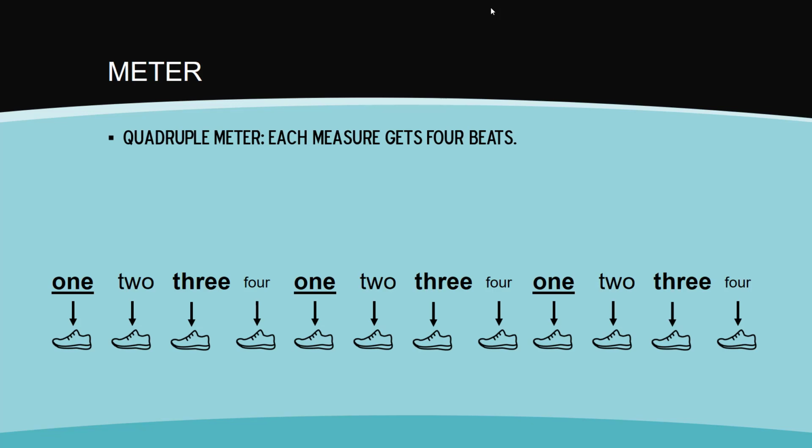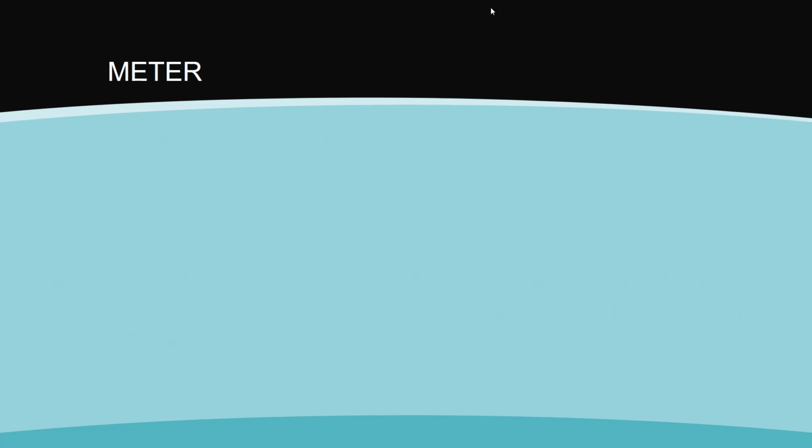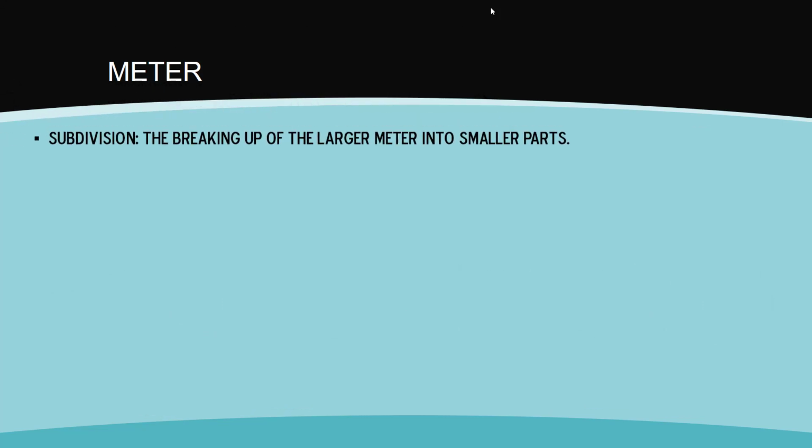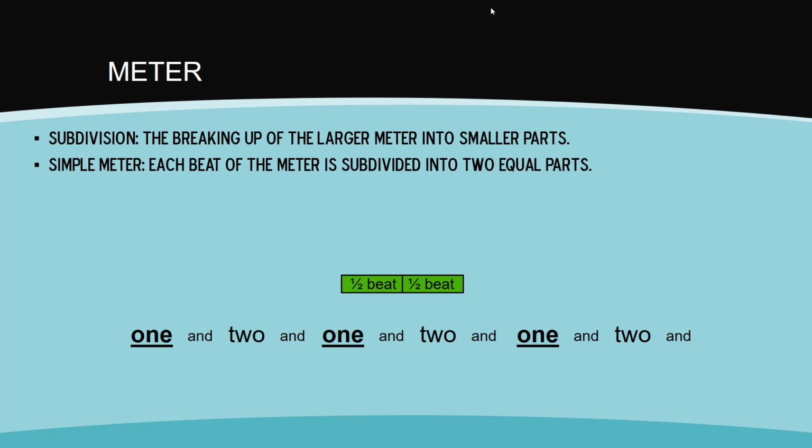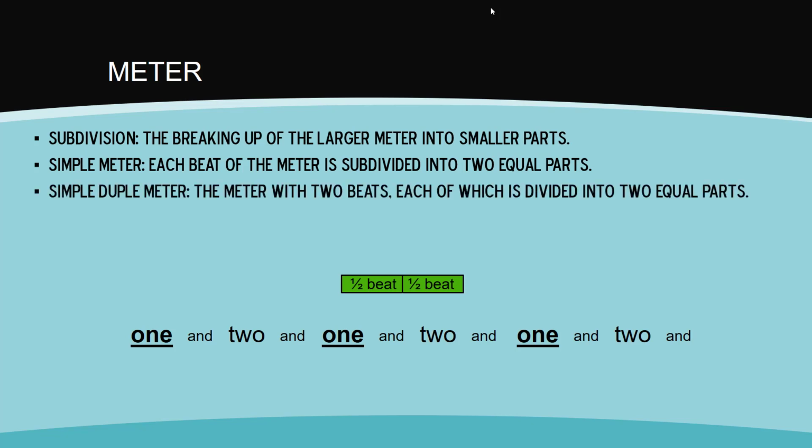Each beat in a meter can be subdivided. Subdivision is the breaking up of the larger meter into smaller parts. There are 2 types of subdivision: simple and compound. In simple meter, each beat is subdivided into 2 equal parts. So if we, for example, subdivide each beat of duple meter into 2 equal parts, it would be counted like this: 1 and 2 and 1 and 2 and 1 and 2 and. This is called simple duple meter.